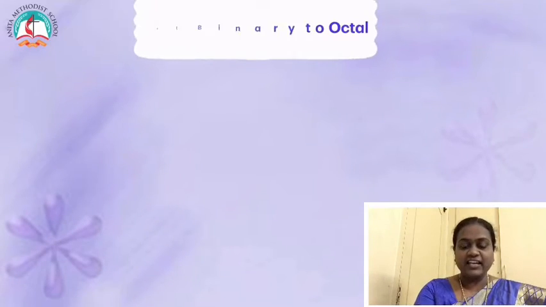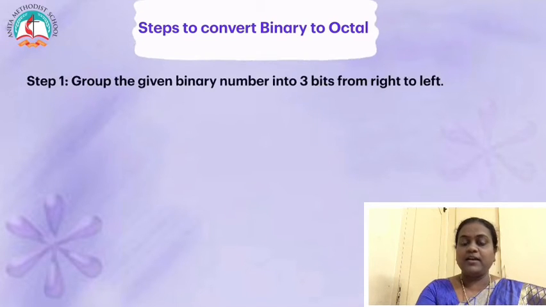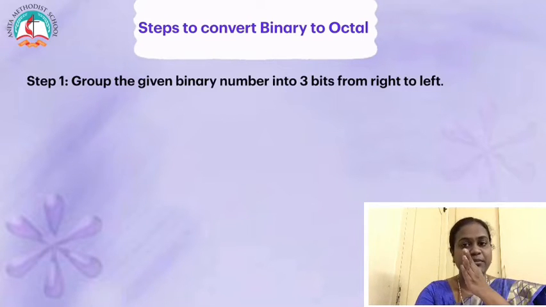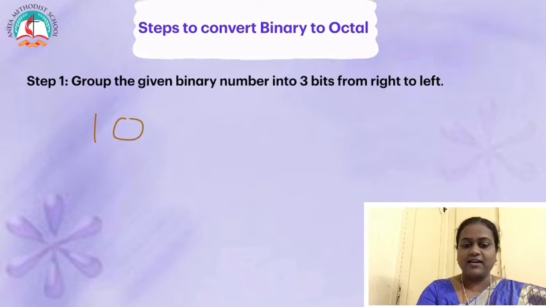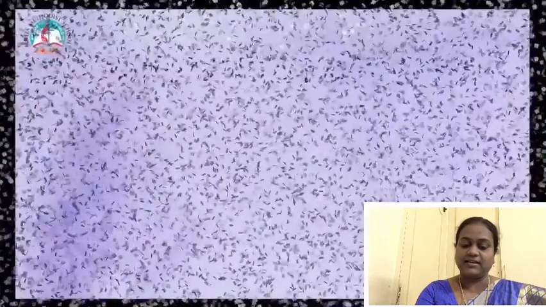My second conversion is binary to octal. First I will group the given binary number into 3 bits, starting from right to left. Example, the binary number 10110, I have divided into 3 bits. The first 3-bit group is 110. Can you see this?